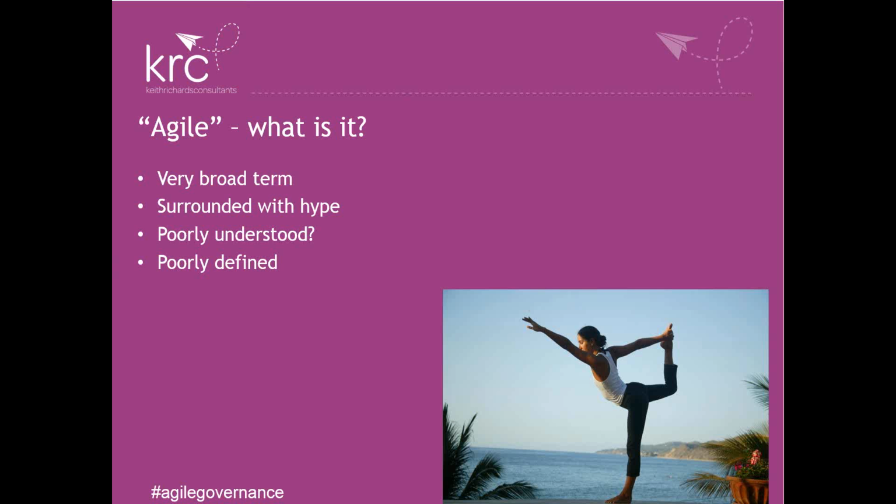I go into some customers and they say we're using the Agile method. Well, there isn't an Agile method. I get people saying we're using Agile Scrum. Well, Scrum is an Agile method, but Agile Scrum is almost like an oxymoron. It doesn't really make any sense. But again, Agile's here to stay.